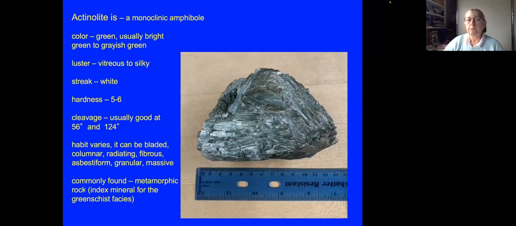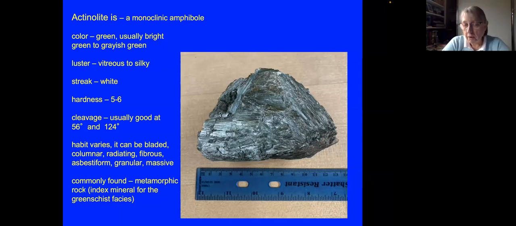So tonight, I want to talk about actinolite. And actinolite is basically an amphibole. It's monoclinic in its crystal structure. And this is a piece of actinolite that we've got in the lab at my college. So as you can see, it is green. It has very few commercial uses. Most of those are ones you don't want to get into. So most of the time when people collect it, it's because it's pretty.